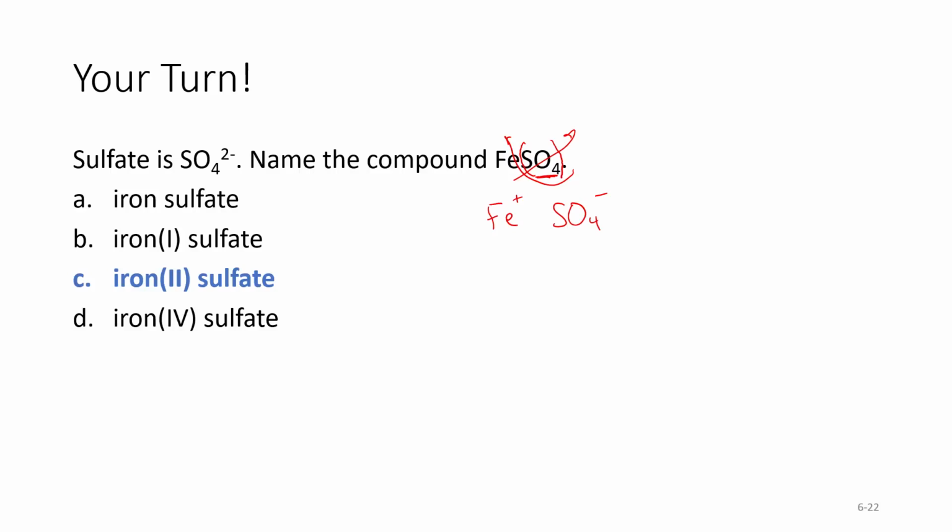Now, why isn't it iron 1 sulfate? Well, if you look up the charge on sulfate, it's actually supposed to be 2 minus. Because this one increased, we have to increase this one by the same amount. So this becomes iron 2. Iron 2 sulfate.